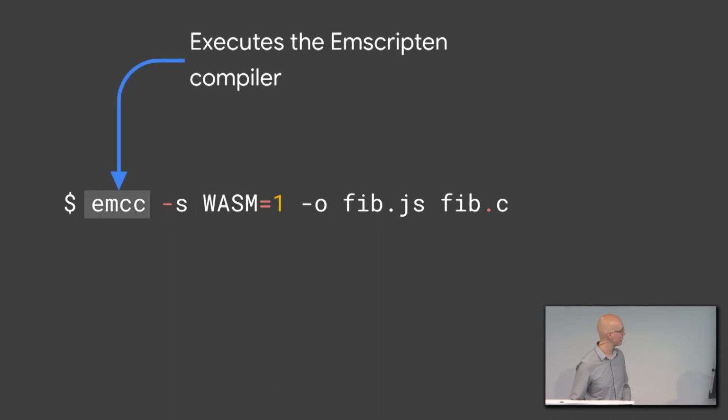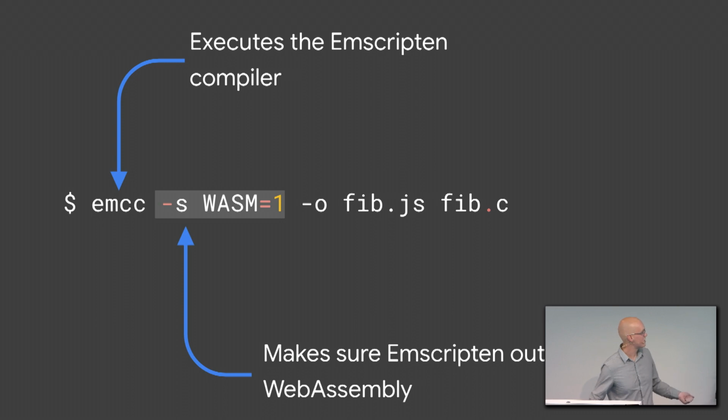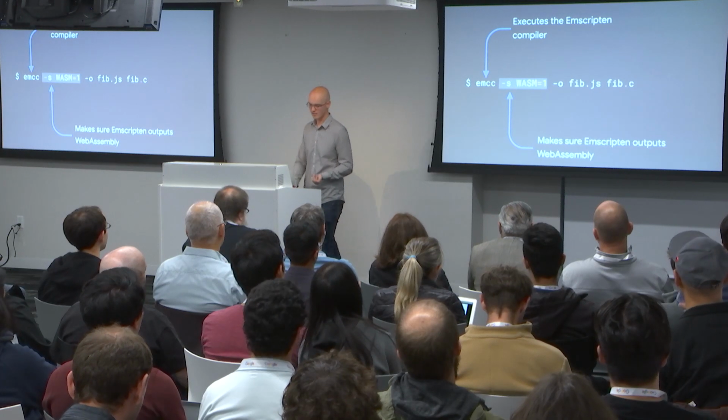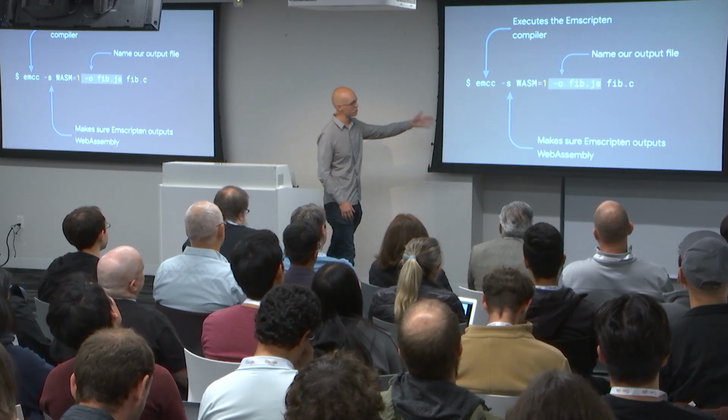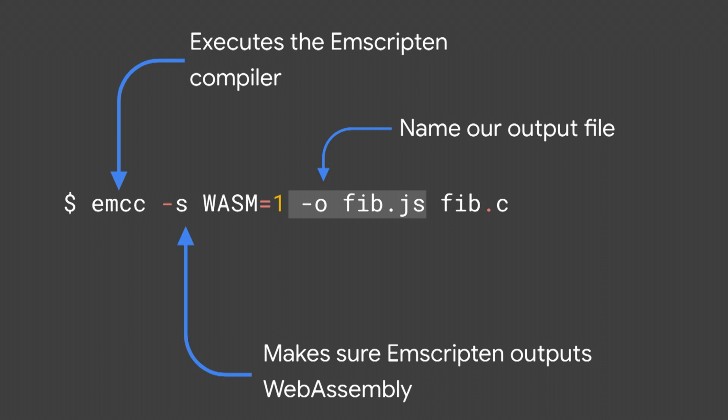This is the terminal command that you'll actually use to compile your WebAssembly. And let's step through each piece. This emcc executes the actual Emscripten compiler itself. And then we pass in -s WASM=1 to make sure that it'll output WebAssembly as opposed to Asm.js. And then we name our output file, in this case -o fib.js. And then finally, we give our input file.